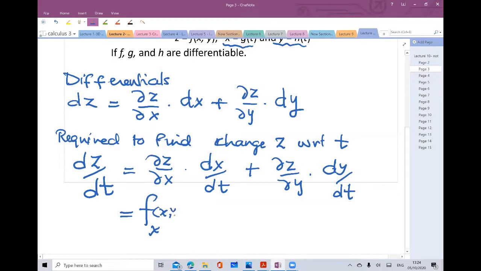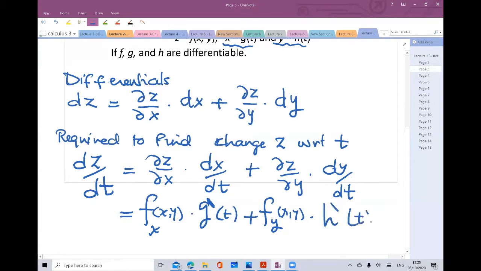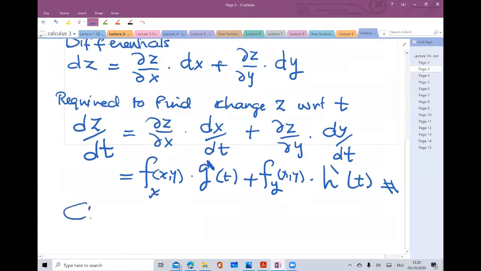Partial z partial x is this partial derivative f_x, times dx by dt. Actually, x is a function g of t, so this is a function of one variable, so it's g prime of t, plus partial z partial y. Also, z is a function of two variables, so this is the partial derivative f_y of the function of the variables x, y, times dy by dt. Y is the function h of t, so it will be h prime of t. Okay, so I have this formula, and I call this the chain rule for this case.